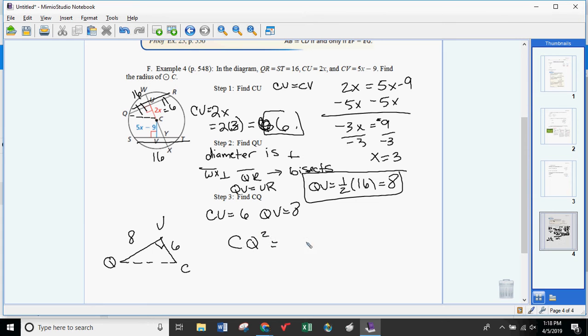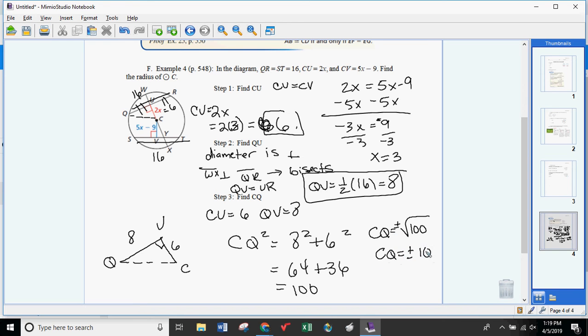CQ squared will be 8 squared plus 6 squared, 64 plus 36. So CQ will be the square root of 100. Technically it's plus or minus, but we can't use a negative distance, so we're just going to use 10.